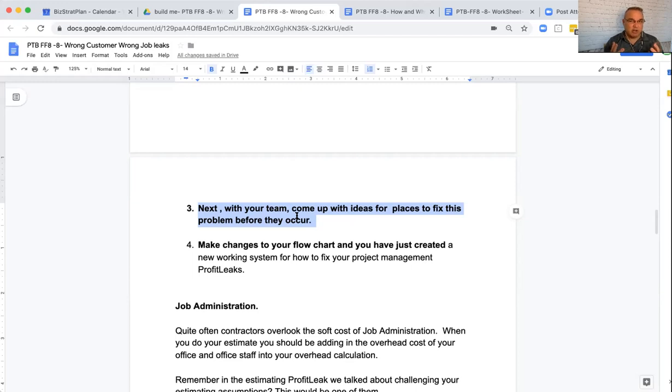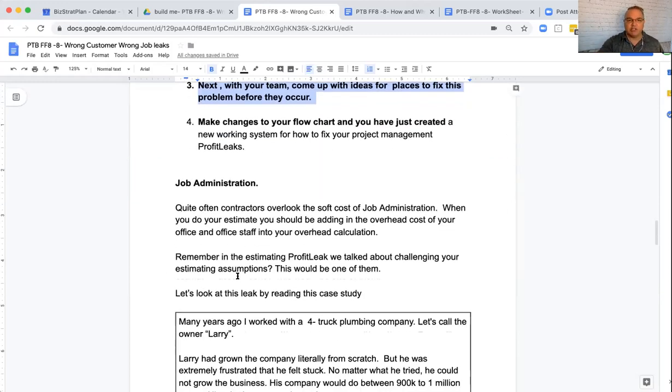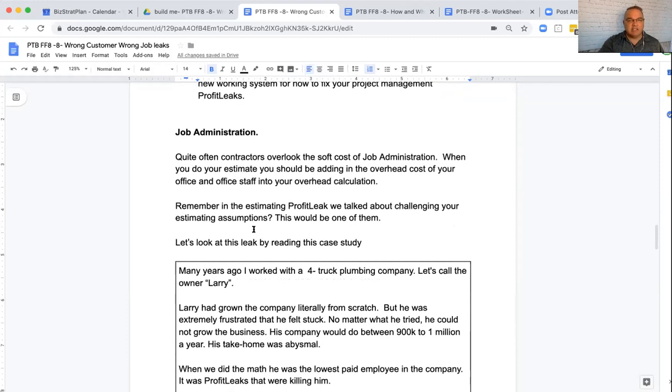I've got a story here that's going to show you how a very, very simple project management glitch, if you will, added up to almost $100,000 that a guy was losing over 4 years. It was 23 grand a year. It's inside of job administration, which is part of project management. It's easy for a contractor to overlook the soft cost of job administration because we try to delegate job admin out as quickly as we can, right?